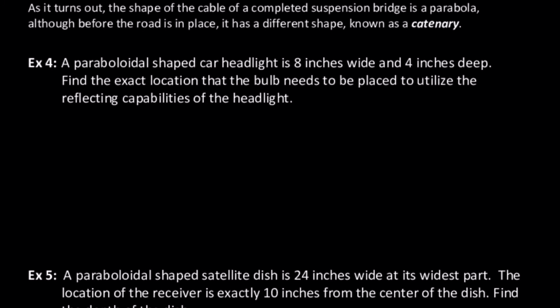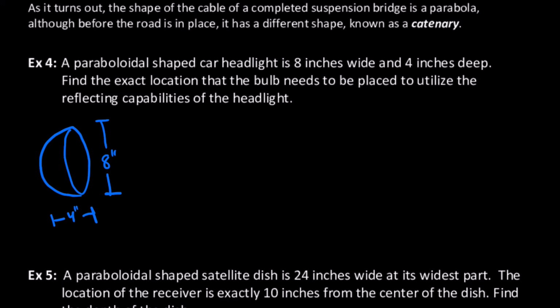Example 4: a paraboloidal shaped car headlight is 8 inches wide and 4 inches deep. Find the exact location that the bulb needs to be placed to utilize the reflecting capabilities of the headlight. First of all, I'm going to sketch what we have here. Here's the headlight, and there's the back of that headlight, and that's the parabola. 8 inches wide would be this right here. And the depth would be from the lens to the back of it, and it's 4 inches deep.